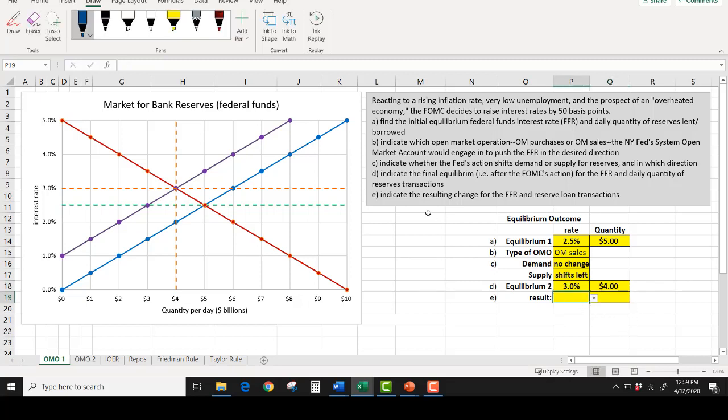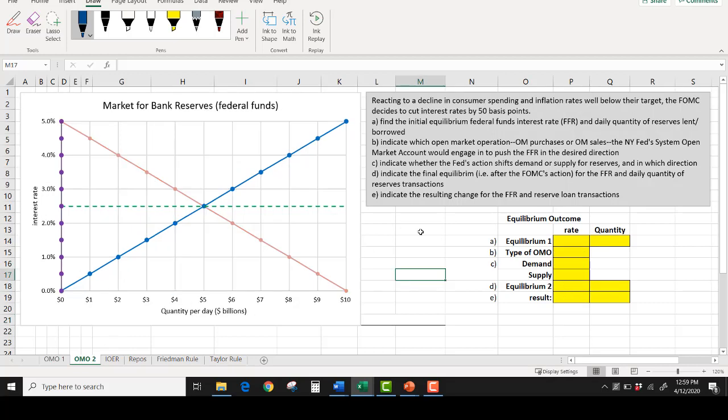And then it says indicate the final equilibrium, which we just did, and then indicate the resulting change for the federal funds rate and reserve loans. The federal funds rate, of course, increased as desired, and the daily quantity, of course, would have to decrease. Okay, so that's just a supply and demand framework applied to the reserves market. Pretty straightforward. Let's practice one more of those.